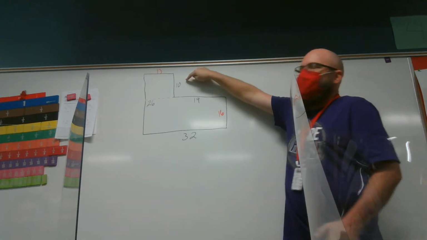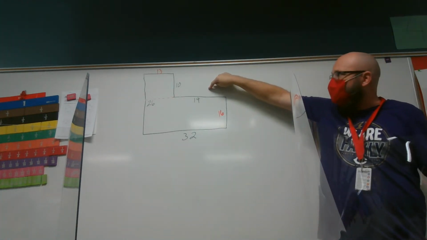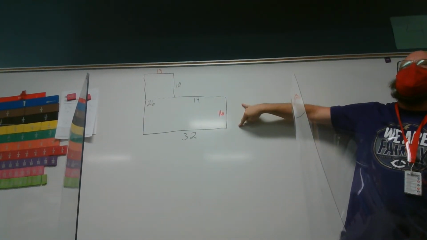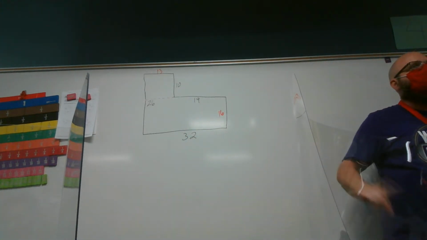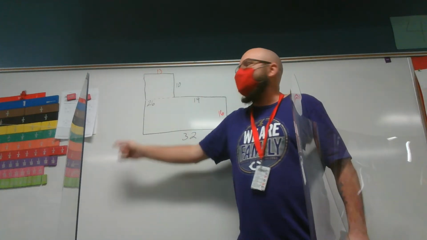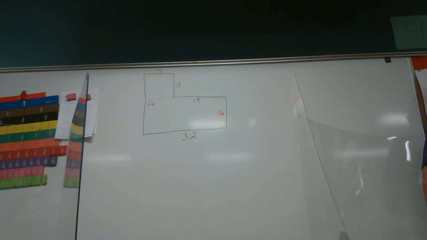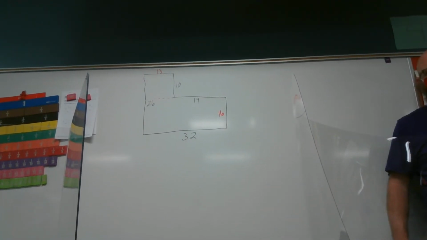13 plus 10 is 23. 23 plus 19 is 32, 42. Plus 16, that's going to be 58. 58 plus 32 is going to be 90. 90 plus 26, 116. I thought it was 164. I don't think so. Well, let's check.